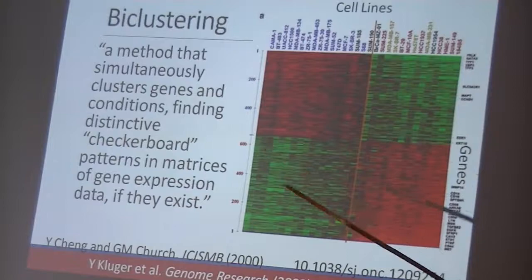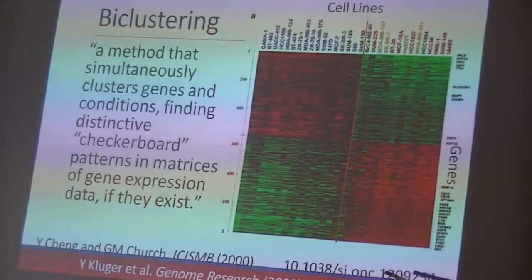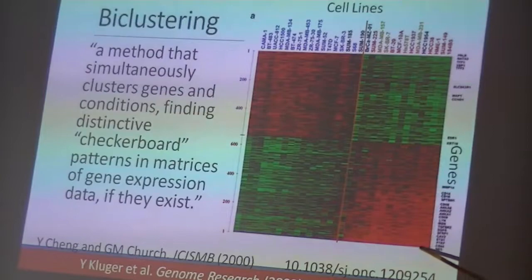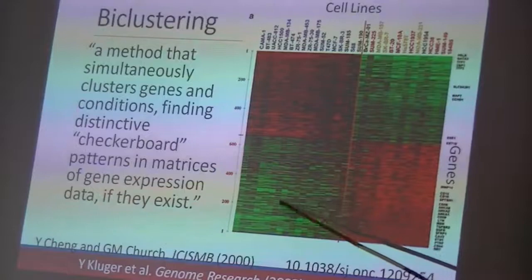So here we are sorting together those genes that have the most similar patterns of expression across these samples. So these, we're going to say, are up in this set of samples. These are down in those samples.